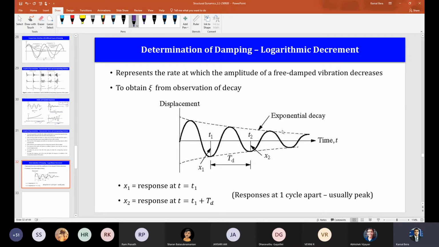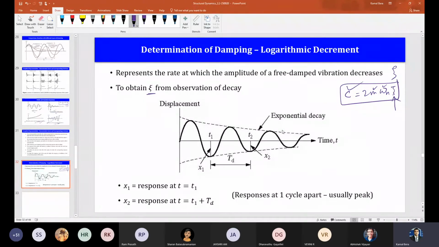How to find out C? If I know zeta, what is the relation between C and zeta? C equals 2 m omega_n zeta, correct. The mass m you can find out, and omega_n you can find from the square root of k by m. So once you find zeta from experiment, you can obtain the coefficient of viscous damping. So how to find out zeta?